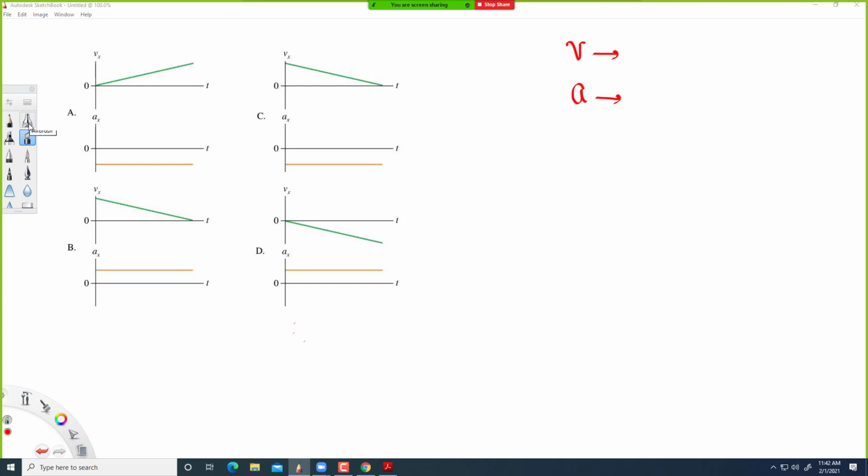So number 19, slowing down. So car is moving to the right, so velocity is positive. It's slowing down, that means acceleration should be opposite, so negative. So which graph satisfies these two conditions? Yes, C. So this is the acceleration that is negative, okay? Negative acceleration.